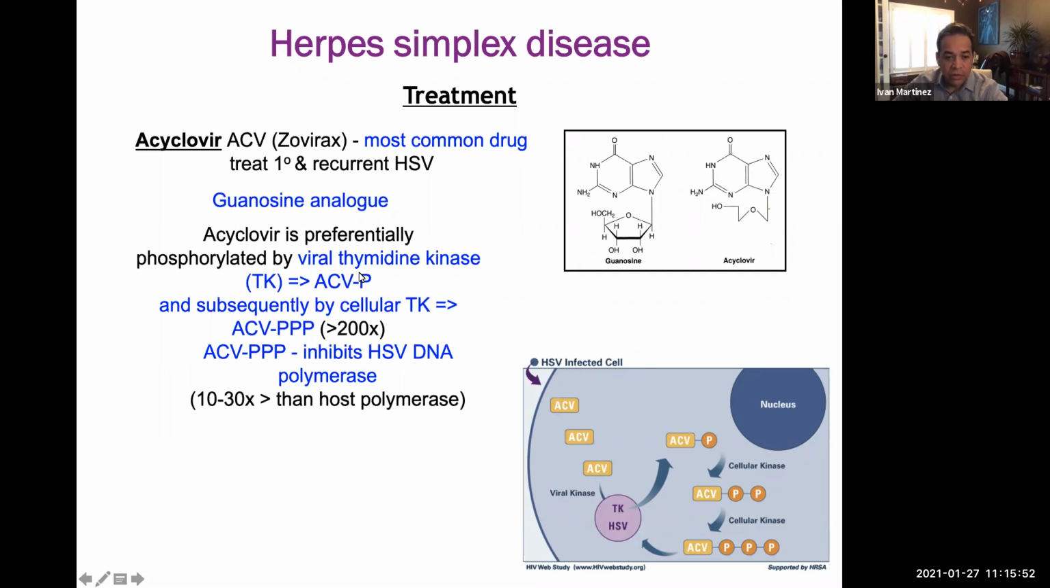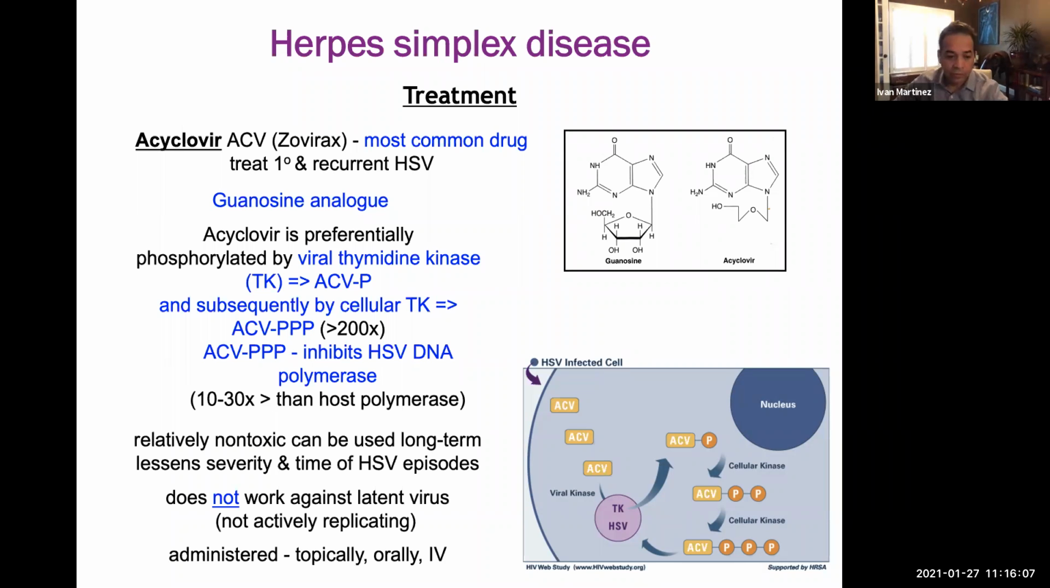So acyclovir inhibits the HSV DNA polymerase. The advantage is that it's 10 to 30 times more effective at targeting the DNA polymerase of the virus than the human DNA polymerase. So it's quite specific. That's why acyclovir is very good against different types of herpes viruses.